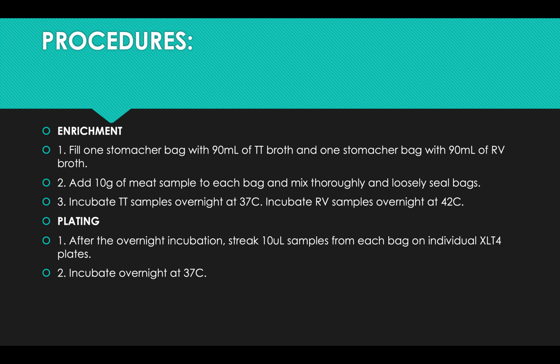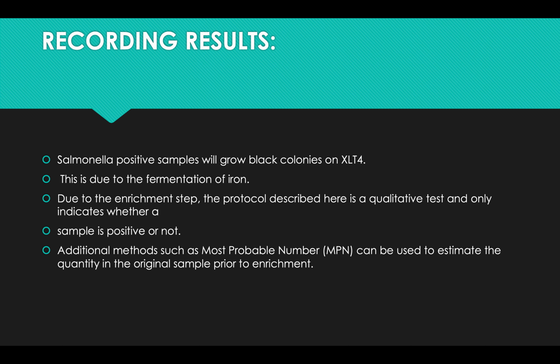After the enrichment stage comes the plating stage. After the overnight incubation, streak 10 microliters of sample from each bag onto individual XLT4 plates and incubate overnight at 37 degrees centigrade. Salmonella positive samples will grow black colonies on XLT4. This is due to the fermentation of iron.